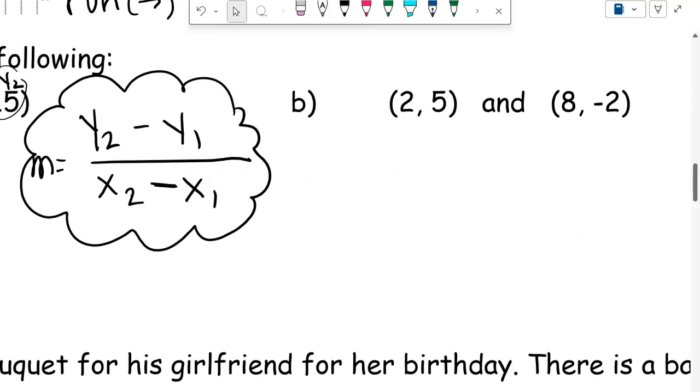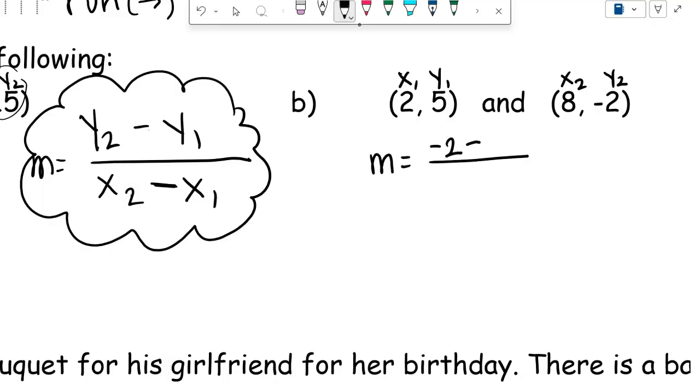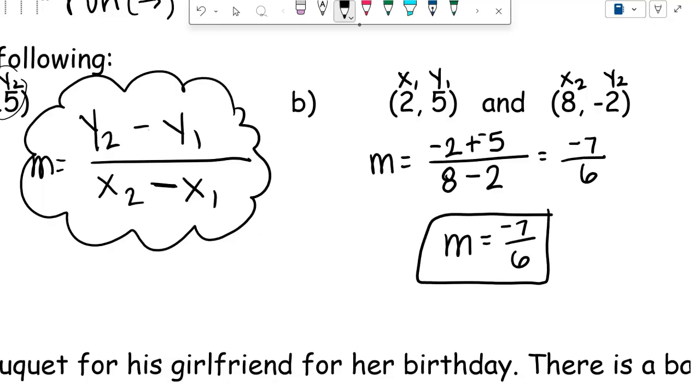We're going to do another one, just because formulas are a little more difficult. Label your points x1, y1, x2, y2. So again, we just substitute in. y2 is -2. Our formula says minus. y1 is 5. Our denominator, x2 is 8, minus x1 is 2. No double negatives here in the middle, so we're just going to simplify. -2 plus a -5 is -7. 8 minus 2 is 6. I can't simplify that anymore, so our slope is -7/6.